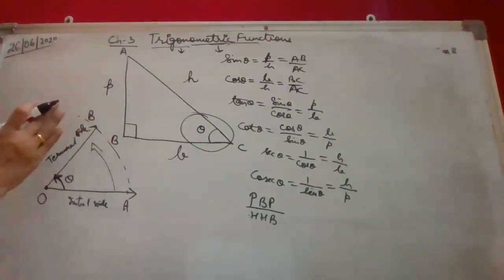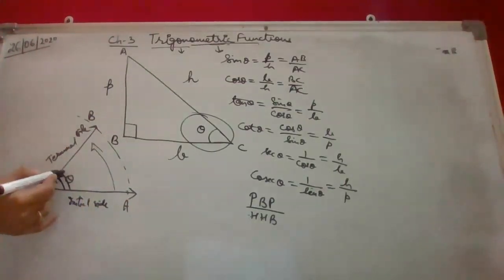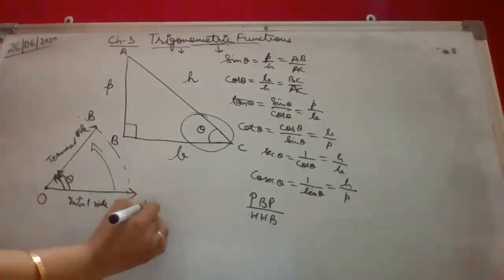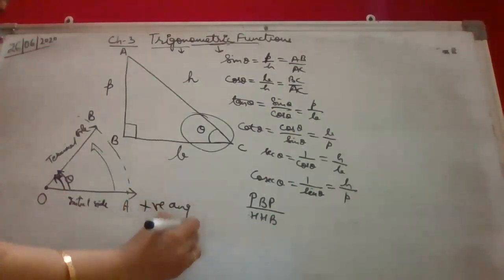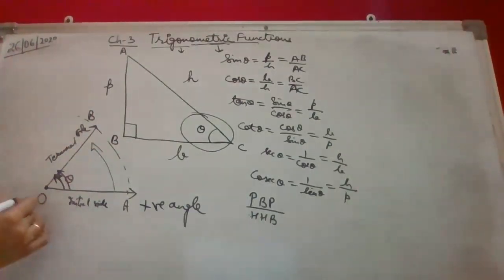Some increase happened in theta, the angle increased. That means it is moving to positive side. Okay, that is taken as a positive angle because angle is increasing when we are moving from OA to OB. So this is termed as the positive angle and this is the vertex.